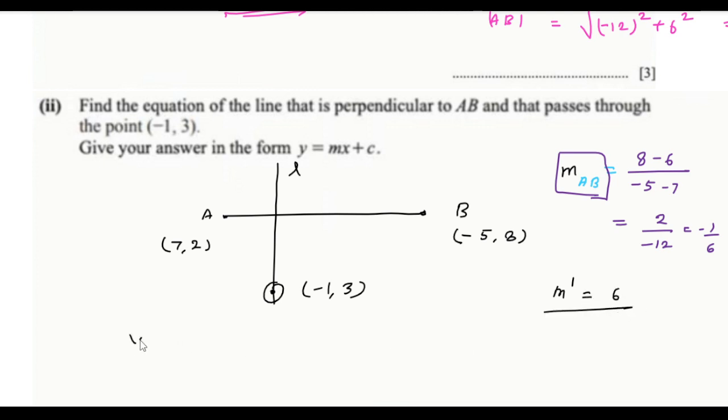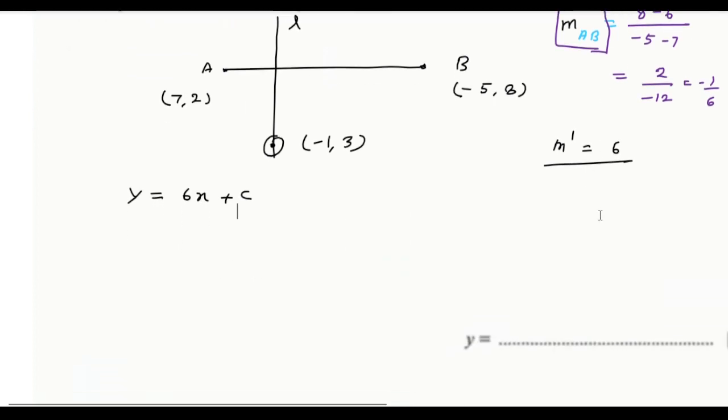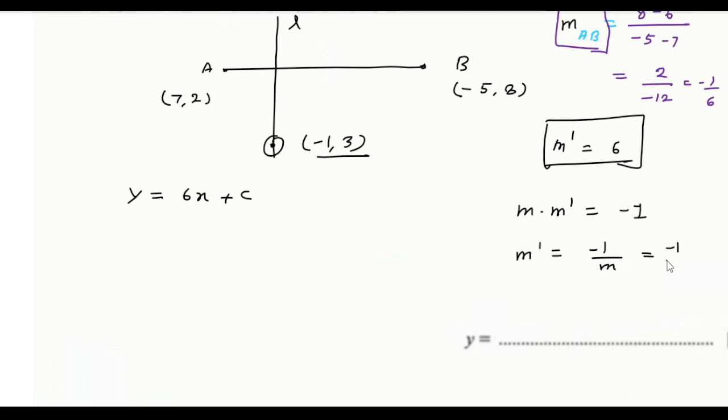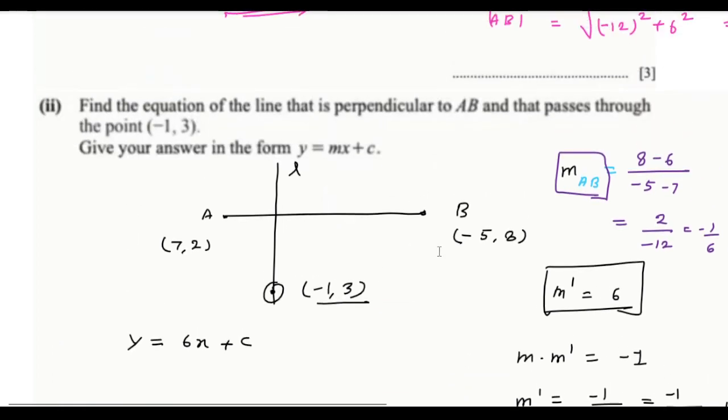So your equation will be of the form y equals 6x plus c. And as it is passing through -1, 3, because the gradient of the perpendicular line will be 6. I have a concept that m and m prime, their product is minus 1 when they are perpendicular. So your m prime is minus 1 divided by m. So it's minus 1 divided by minus 1 divided by 6. Gradient of AB we have already found out, it's minus 1 by 6.